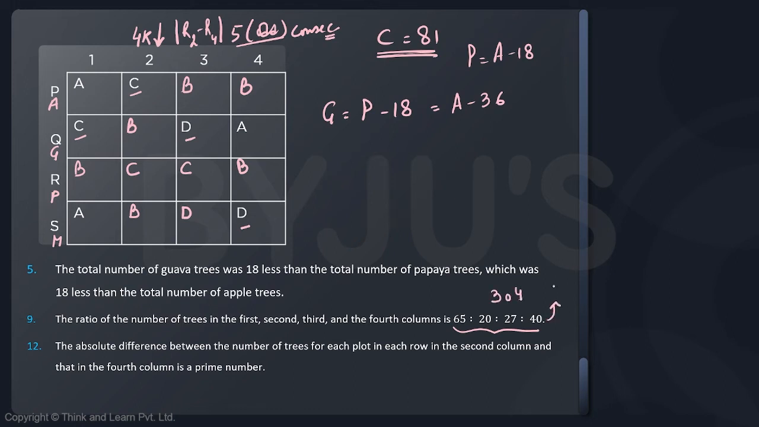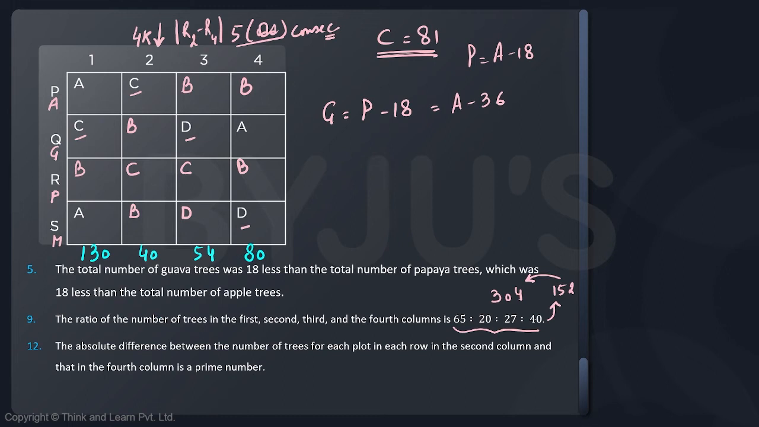They all add up to 152, and this is exact double of that, which tells us the total number of trees. Let me just write it in some other color. In first column it is 130, in second column it is 40, in third column it is 54, and in the fourth column it is equal to 80. Double of 65 is the number of trees in first column, double of 20 in second column, double of 27 in third column, and double of 40 in the fourth column.